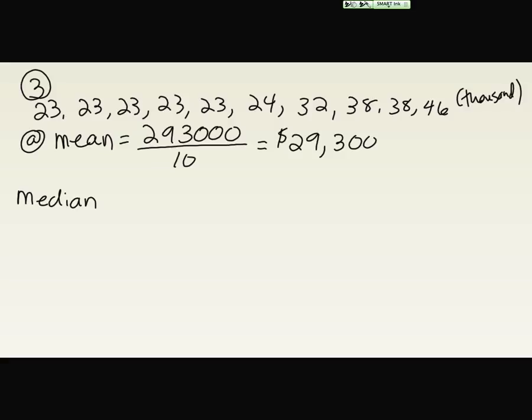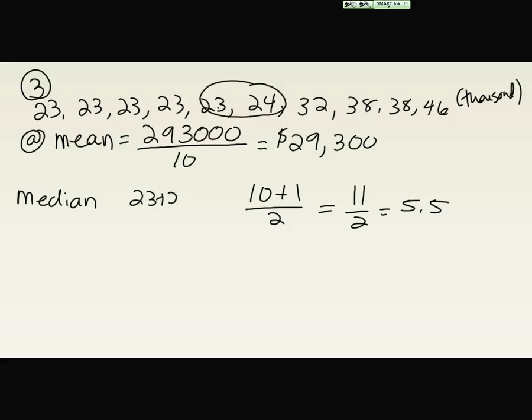So I'm going to use the shortcut for the median. For the median, I have 10 values. So I've got 10 plus 1 divided by 2, which is 5.5. So that means 1, 2, 3, 4, 5. The median's in between those two. So I would take 23 plus 24 divided by 2. And then I changed it into the thousands as well.